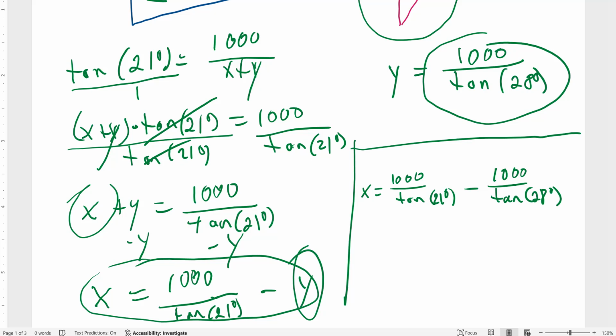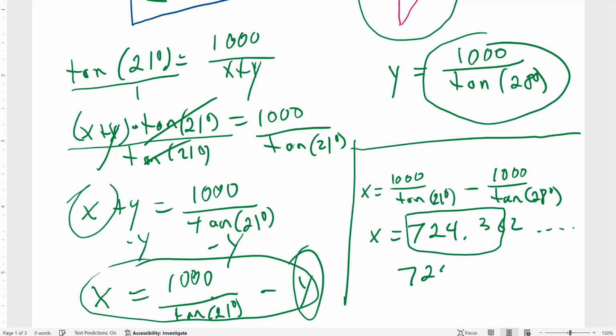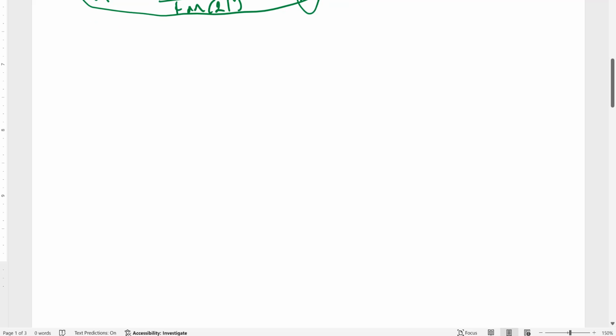Well, I happen to have already done that, and my answer for x is 724.362, etc. I believe the question said to round to the nearest tenth, and so that rounds to 724.4, and that would be 724.4 feet. And that is one way to solve this equation. Not by any means the only way. There are multiple ways that we could do it.